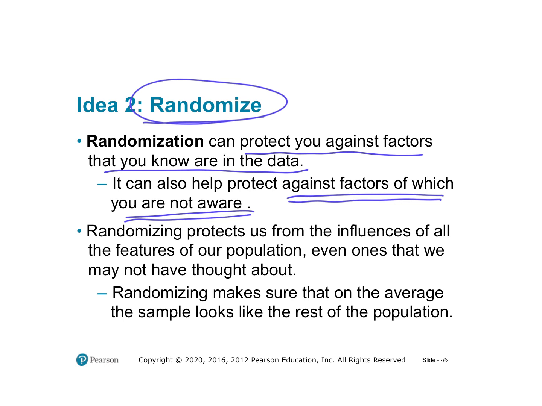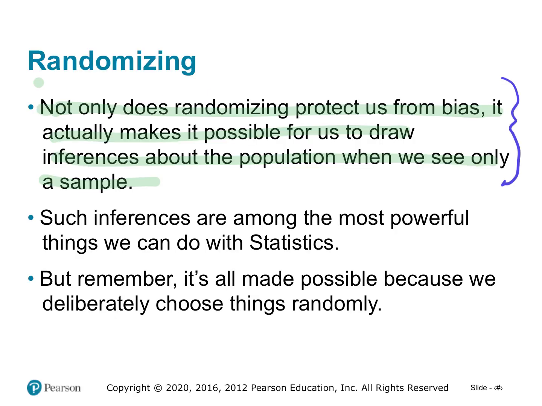Okay, the idea of randomization, if you notice, it says it can protect you against factors that you know are in the data. It can also protect against factors of which you are not aware. So there's gonna be some things that are gonna affect results a lot of times. Sometimes you know about what those things might possibly be, other times you don't. That's what this is getting at here, okay?